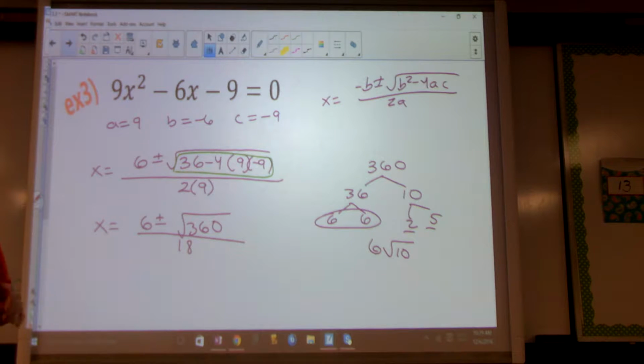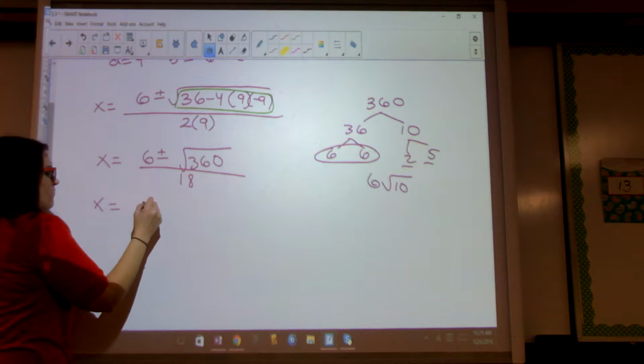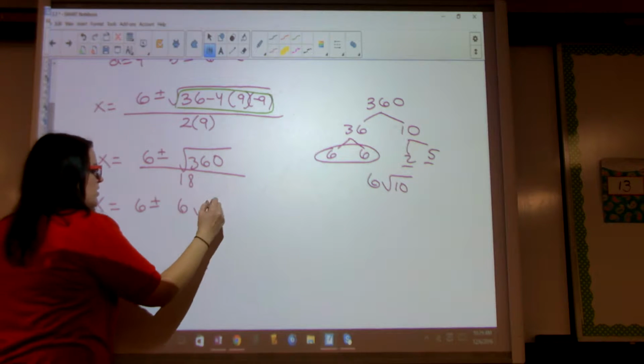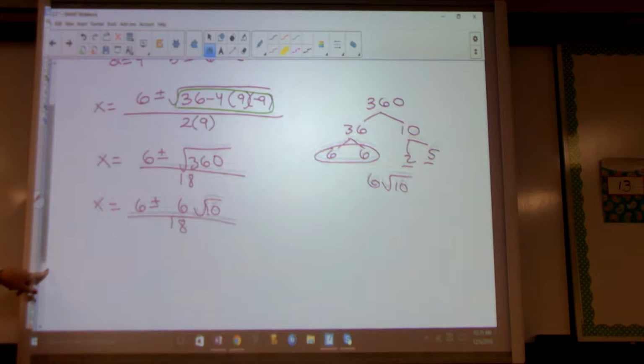But you can break those down to 2 and 3, 2 and 3. You just have a 2 and a 3 on the outside, which is 6. Okay, so I'm going to replace this square root there. 6 square root of 10, all over 18. Now what do I do?